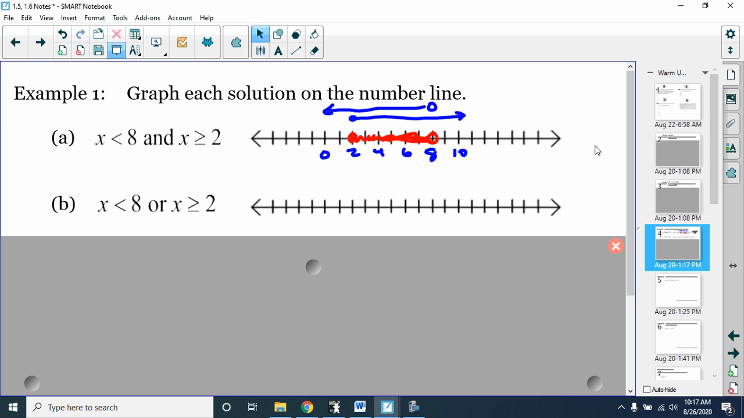This one's similar, but an or statement. For an or statement, we shade in everything for each graph. So when I go to graph this or statement, I need to shade in everything for x is less than 8, because if x is less than 8, the whole statement is true. So I shade in everything less than 8.